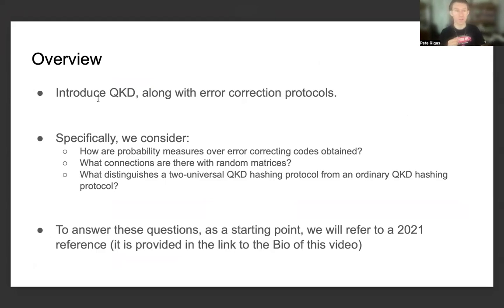And specifically, we were considering how probability measures over error correcting codes are obtained, what the connections with random matrices are, and what distinguishes a two-universal QKD hashing protocol from an ordinary QKD hashing protocol. To answer all these types of questions, we demonstrated how probability measures supported over random matrices can be used to introduce and define parity check matrices, and how these parity check matrices and functions of parity check matrices are used to define different components for ideal, real, and simulator isometries.